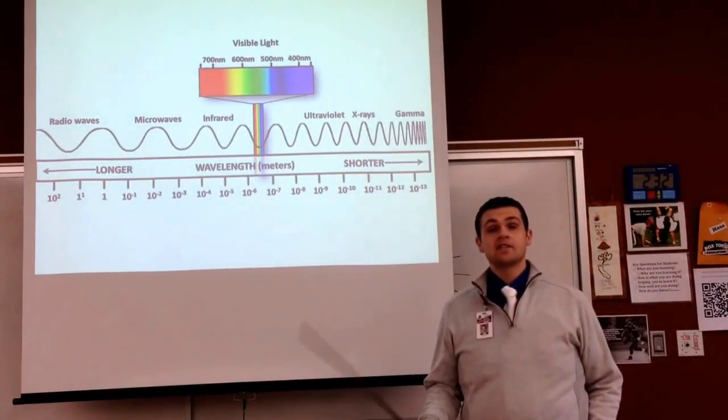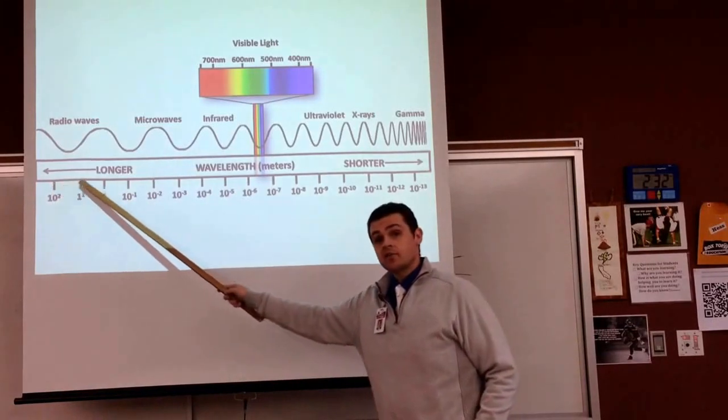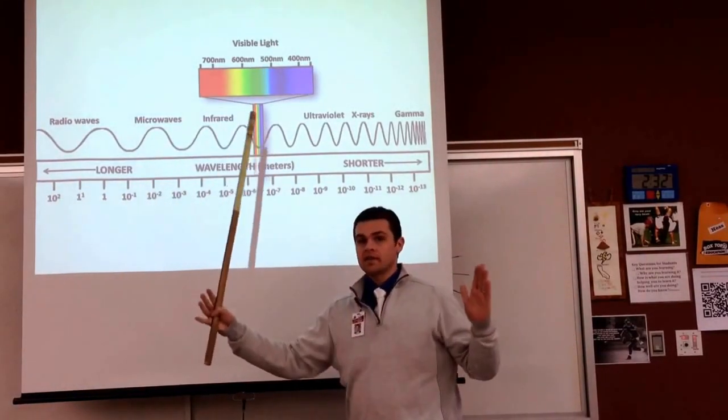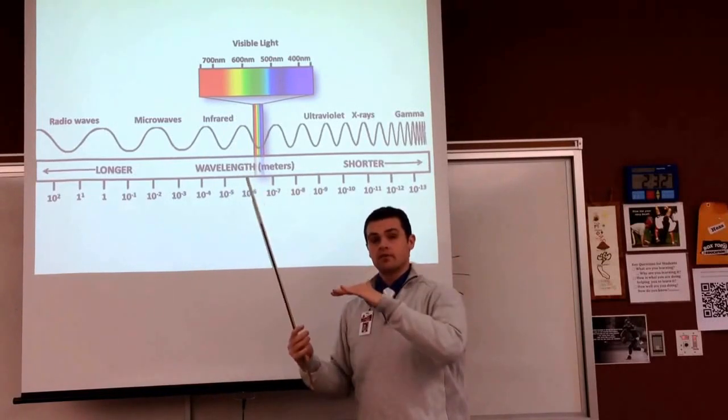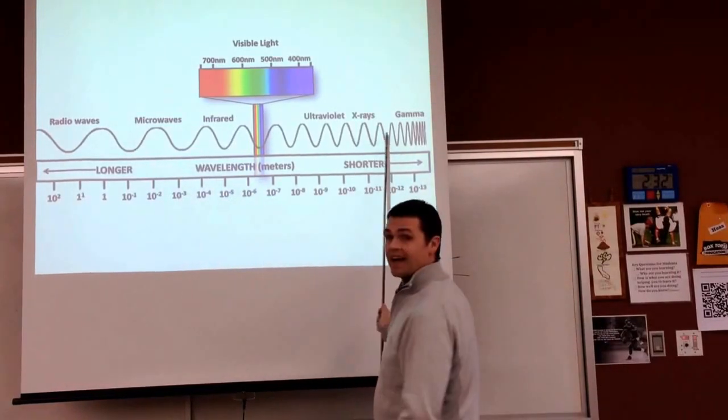So I want to take a minute and explain electromagnetic radiation. This right here is the electromagnetic spectrum. In other words, this is either how long the wavelength can be of a ray of radiation or how short it can be. And the shorter the wavelength, the higher the energy.